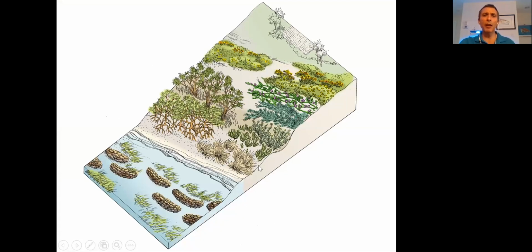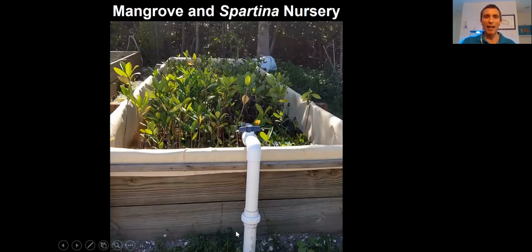This is a better diagram of the type of living shorelines that FOS creates. Here's your backyard. Your backyard hopefully has lots of native plants in it, not just St. Augustine grass. And then closer to the water's edge, we plant mangrove trees and marsh plants like Spartina to anchor the shoreline. And then out in the water, we build oyster reefs, and we're learning how to plant seagrass as well.